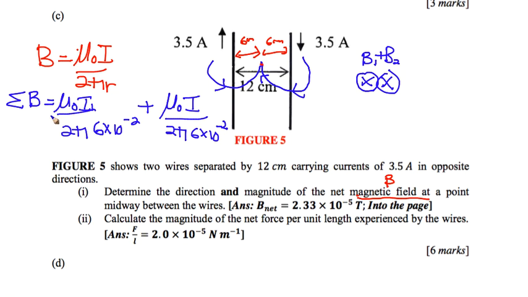So now mu naught is a constant, 4 pi exponent -7, and the current I2 is 3.5, and I1 is also 3.5. So meaning the total B, you can find the total B is equal to 2.33 exponent -5 Tesla. And the direction, because B1 and B2 are in the same direction, is into the page.